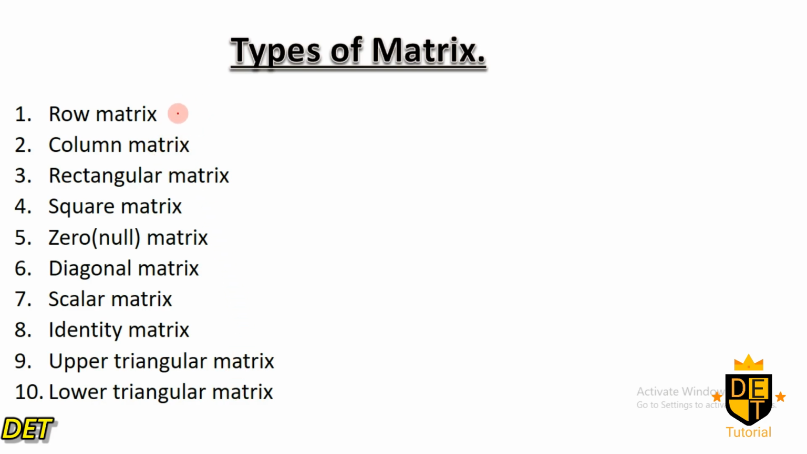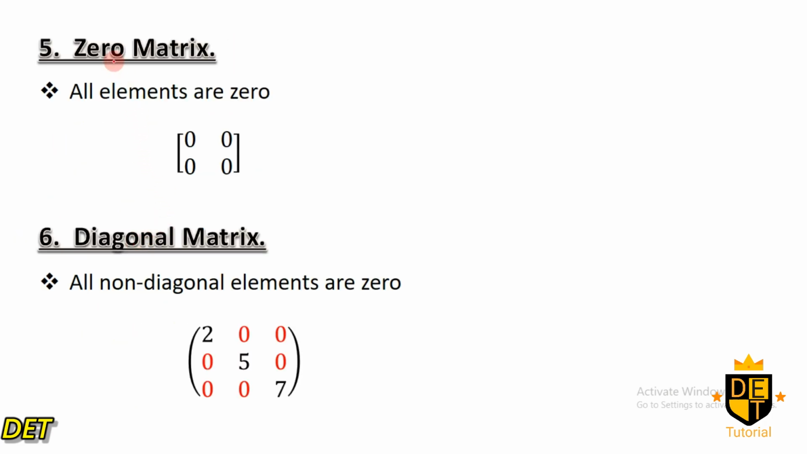So in the previous video, we've looked at the row matrix, the column matrix, the rectangular matrix, and the square matrix. Alright, so in this video, we're going to continue with the zero or null matrix. A zero or null matrix is a type of matrix in which all the elements are zero. So this is an example of a zero matrix or a null matrix.